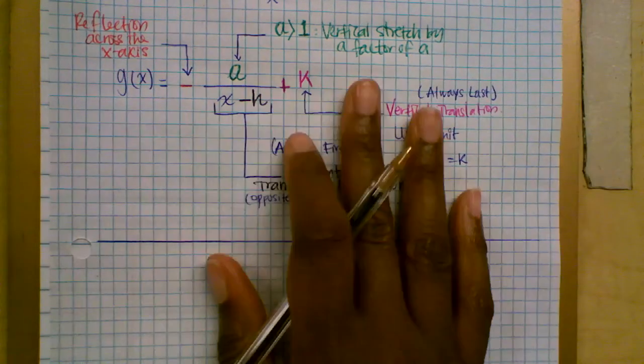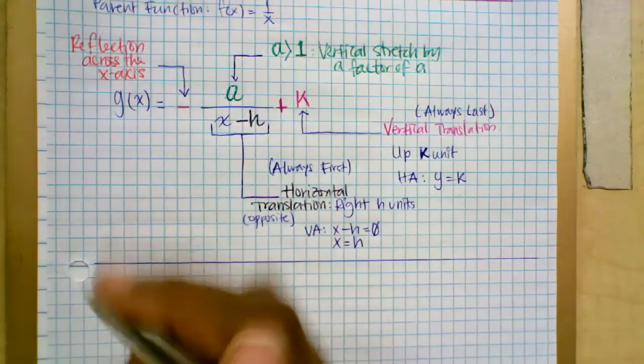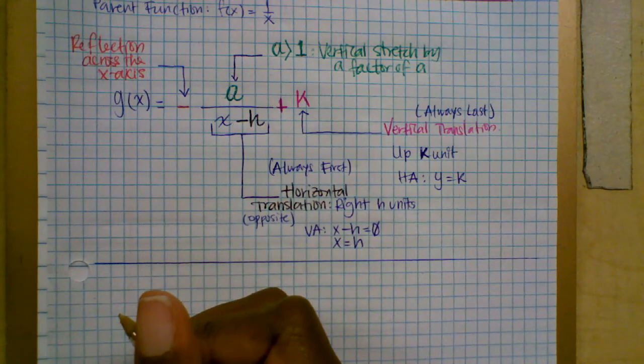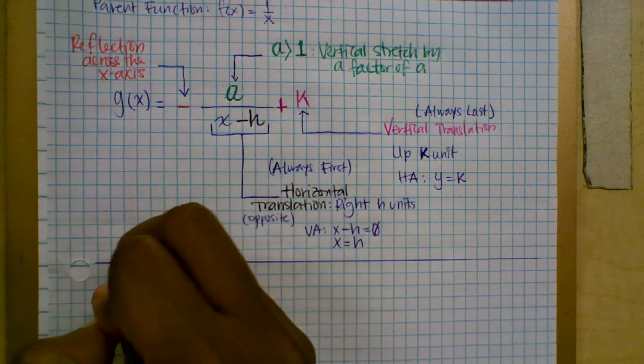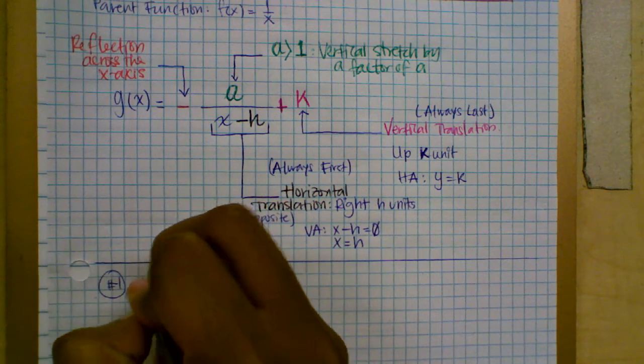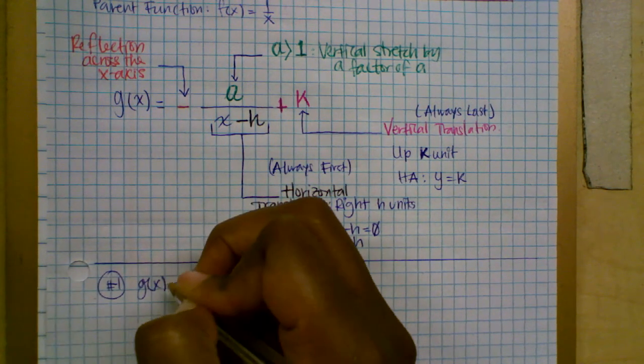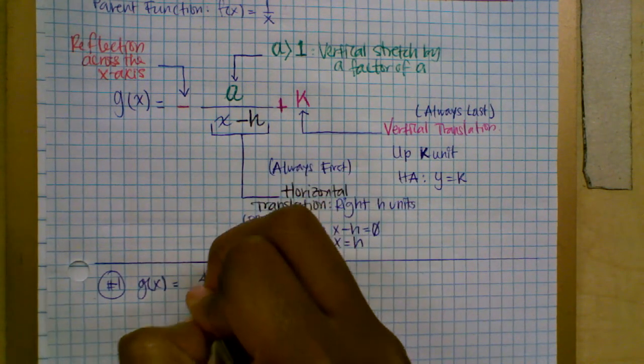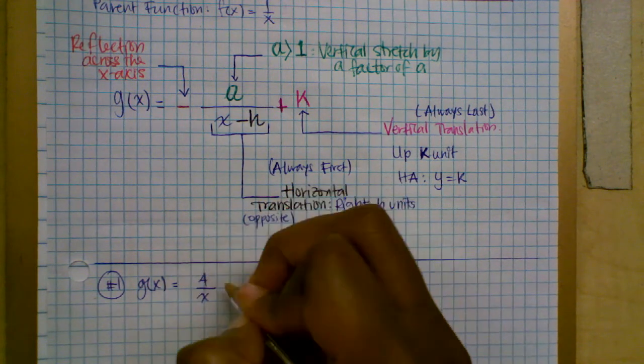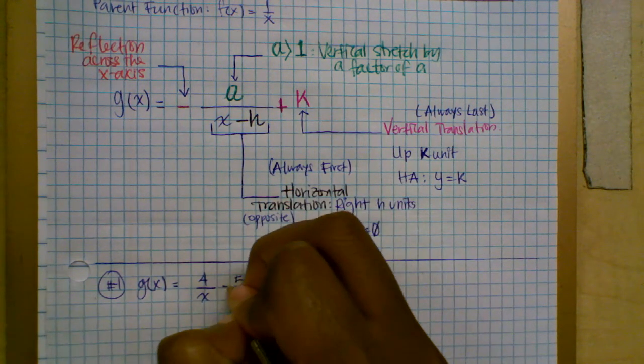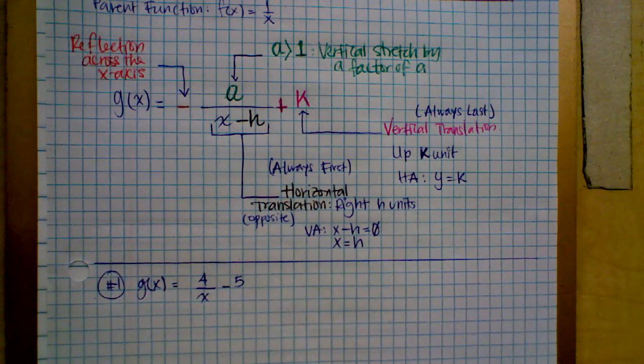So I give you the template. Okay. So the transformation, the rational function I have for number 1, I have g of x equal to 4 over x minus 5. Okay. So look at the example from above and describe the transformation. Please pause the video and describe the transformation.